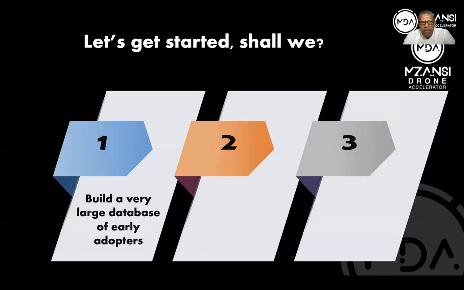Where do we start? You've got to build a very large database of early adopters. Some of you I've been talking to from the mentoring side, I'm saying, if your database is less than 100, please build on it. Start working on building that database. You need at least 100. I know some of you are marketing to SOEs, so you're not going to get to 100, but make sure that your database is more than 100 so that you are there.